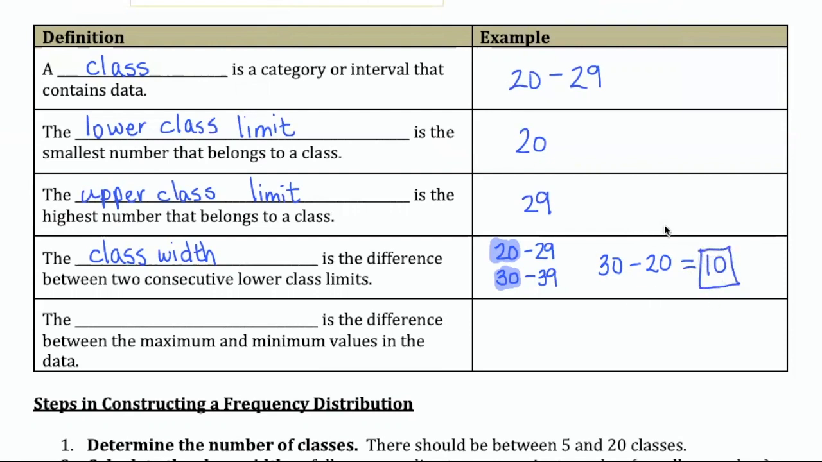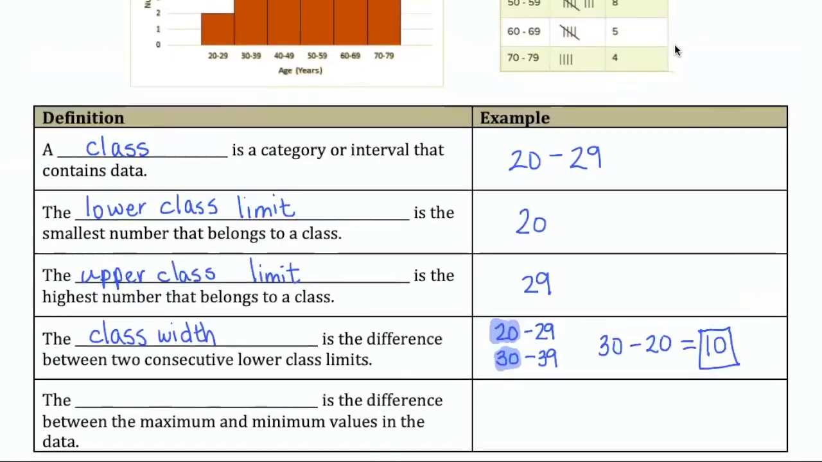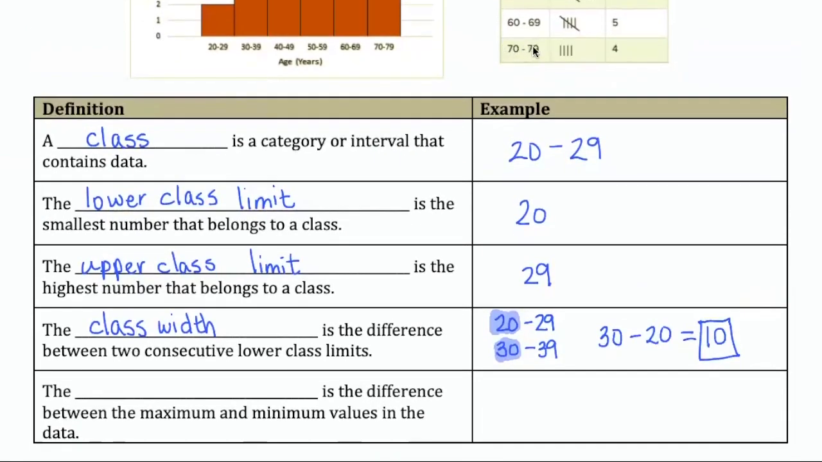Now, what that actually is telling you is how many pieces of data could possibly fit in each interval. So for instance, when we say 70 to 79, students are tempted to think, oh, there's 9 numbers from 70 to 79. But if you actually count it out on your fingers, 70, 71, 72, 73, 74, 75, 76, 77, 78, 79, there are 10 numbers. So that's what the class width is calculating, the number of pieces of data that could potentially fall in that class.